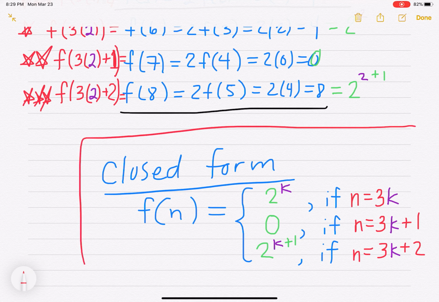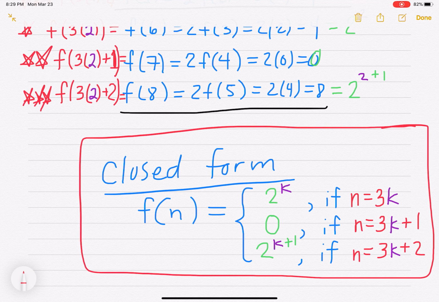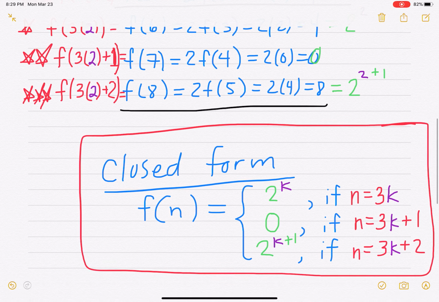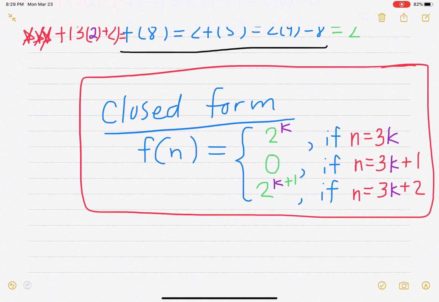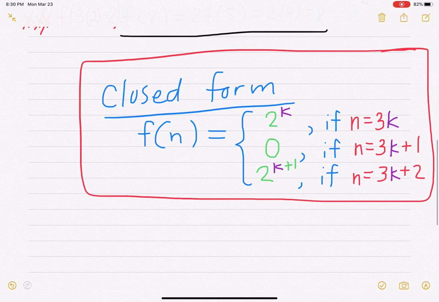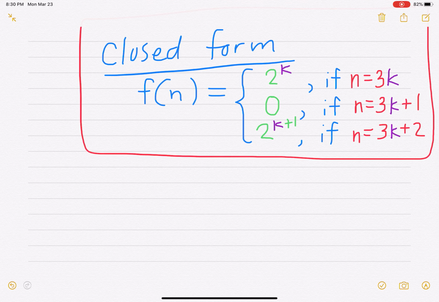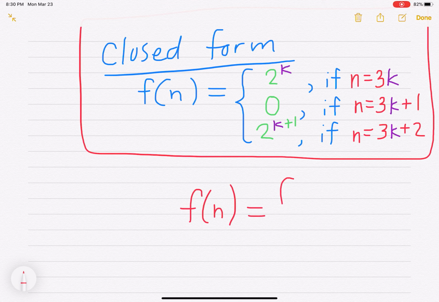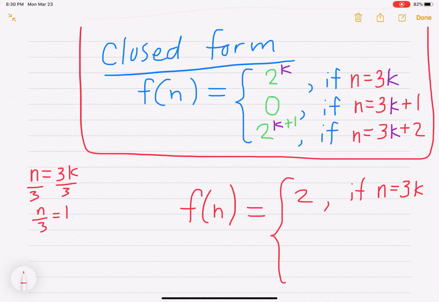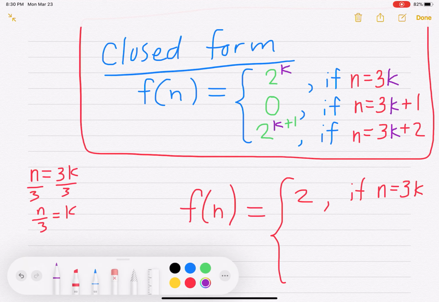So that's one way to actually write the closed form of your equation. It's actually piecewise. Now, if you want to, there's another way to rewrite this. Basically, you can solve for the purple k that's above the green 2. So if I were to do that, I got f of n equals 2 to the blank if n equals 3 times k. So let's say I got n equals 3 times k there. I divide both sides by 3, I get n over 3 is equal to k. So rather than putting that purple k, I can put an n over 3.